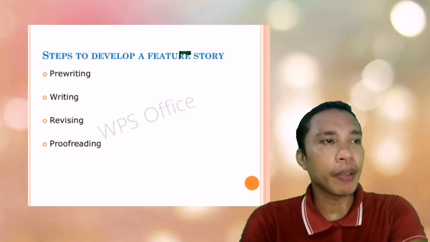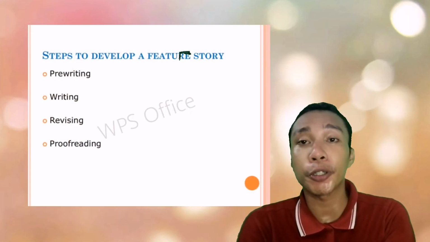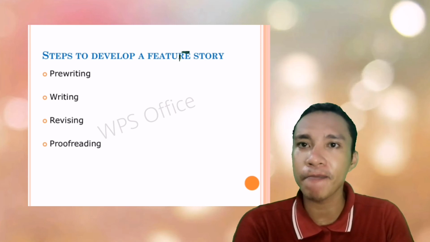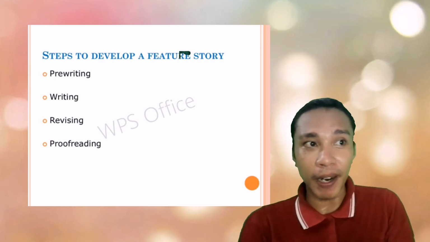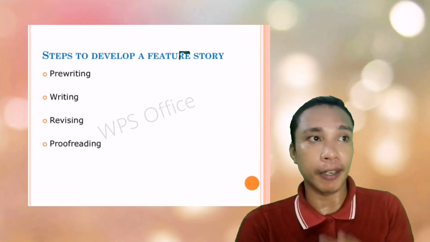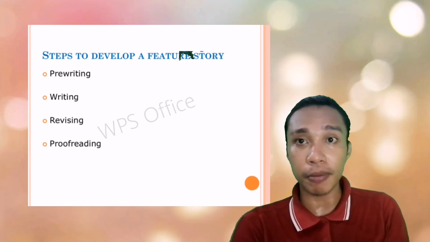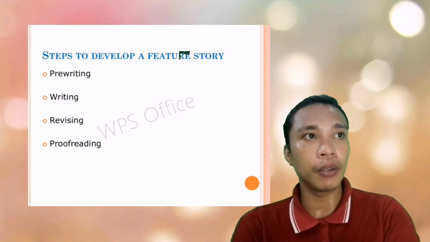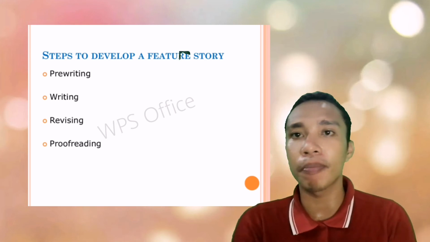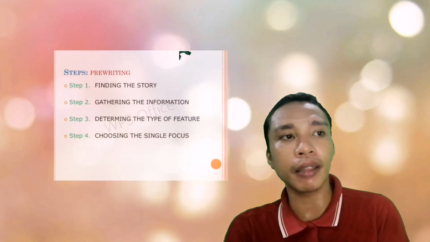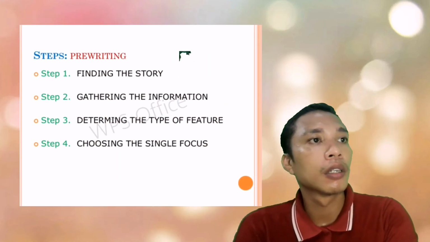So we have the different steps to develop a feature story. Number 1 is pre-writing. When you say pre-writing, it's pretty much before you write. The writing part, the revising, and the proofreading. Now, pre-writing is basically when you gather all the information, all the data that you need to back up the whole story. So in pre-writing, we have 4 steps.